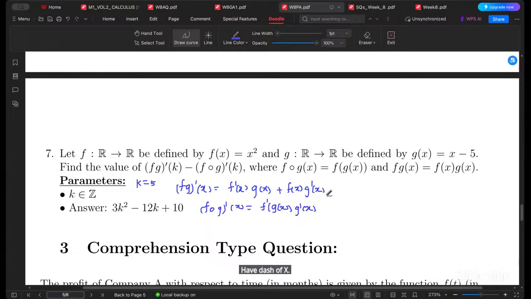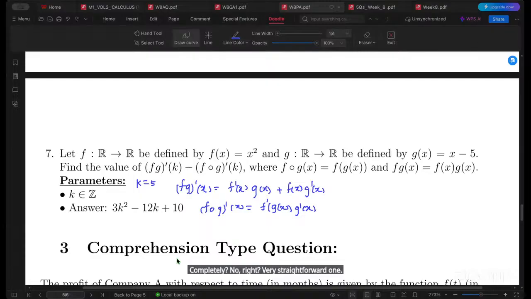You simply have to apply this formula with k is equal to 5 or x is equal to 5. What's the big deal in this? This is very clear, right? Obvious one. Just applying formulas. Should I do this completely? No, right? A very straightforward one. Is that fine?